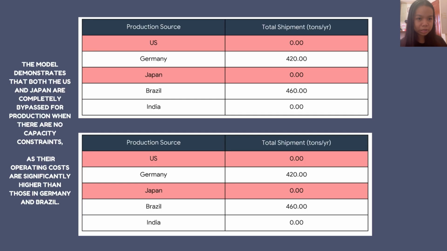Because the US and Japan are high cost producers, the model completely shut them down. It assigned zero shipments to those plants, preferring to max out Germany and Brazil. This gave us our lowest possible total system cost of approximately 7.42 million. While the math is perfect, this scenario is a logistical ghost town. It ignores the reality of keeping a global business actually running.